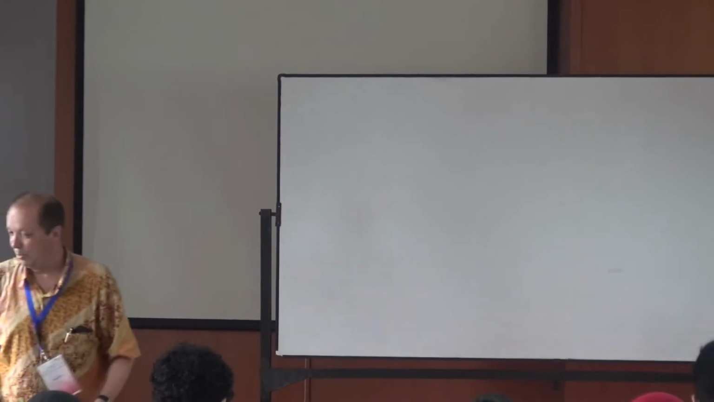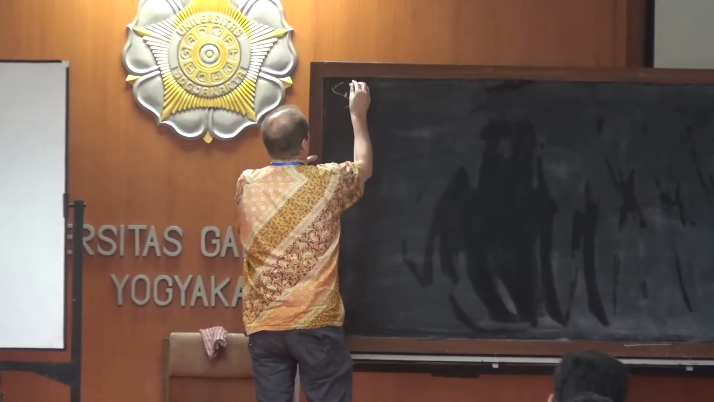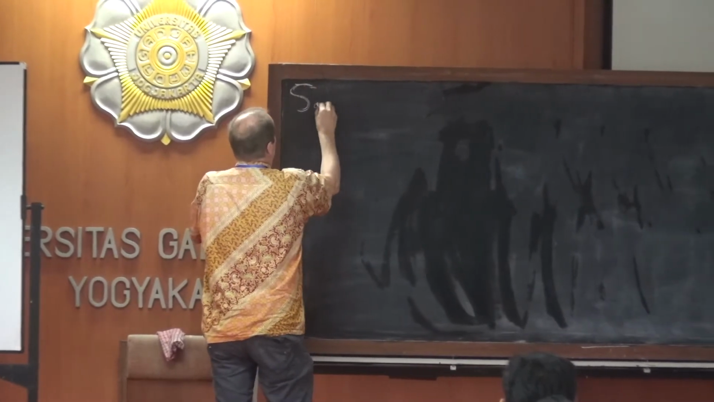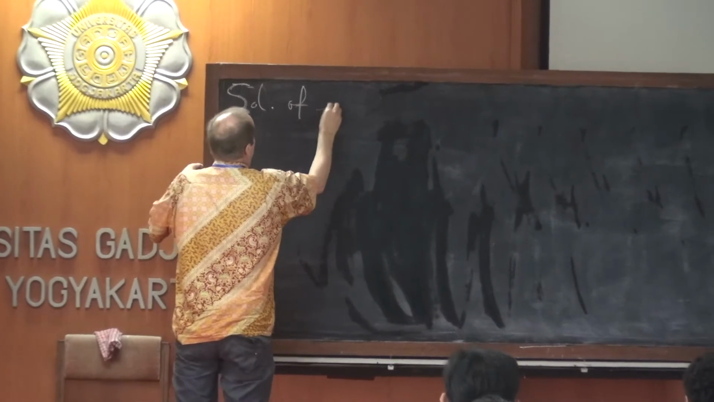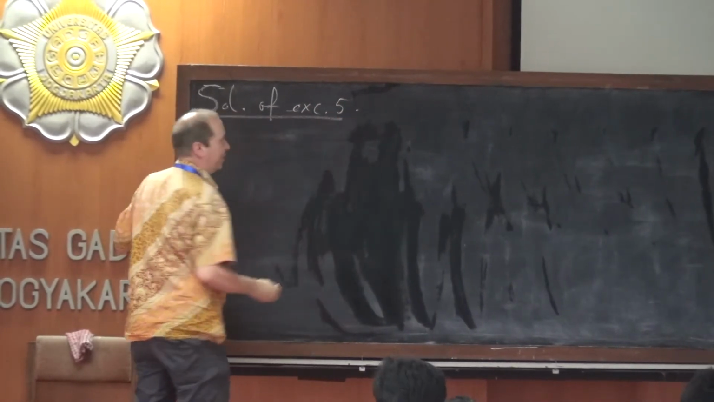I have now two boards, a whiteboard and a blackboard. I want to use the whiteboard for geometry and drawing of lines, because lines have to play a role. And I will use the blackboard for writing text. So, solution of exercise 5. That's what we are going to do.